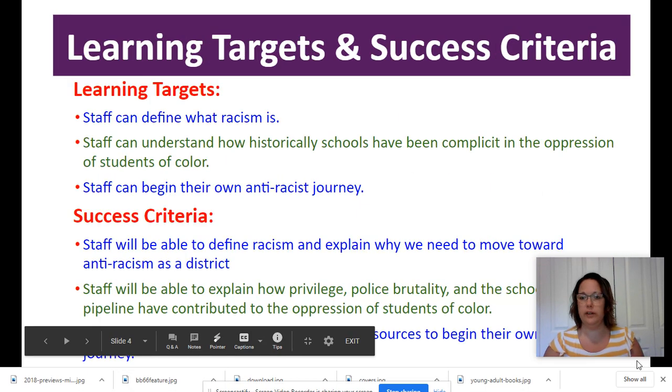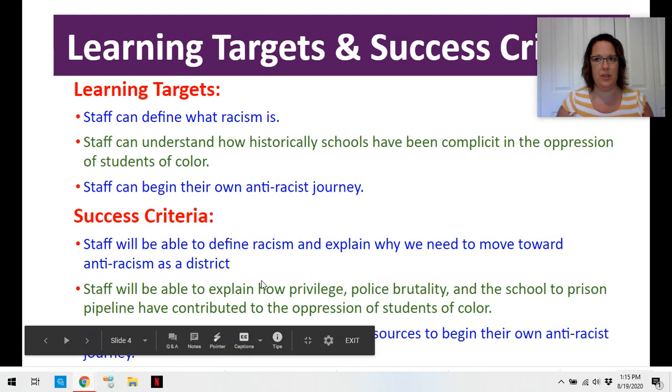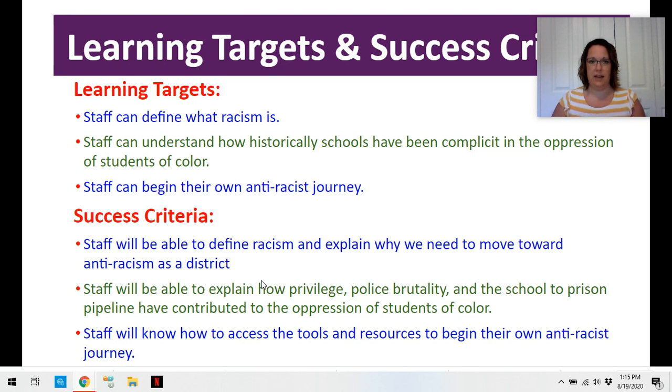Okay, so our learning targets. All right, our learning targets today are that staff will identify what racism is, that you can understand how historically schools and the system of education in general have been complicit in the oppression of students of color, and that staff can begin their own anti-racist journey.